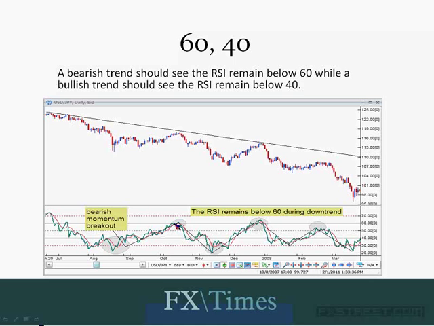Here we showed that the bearish trend is in place because the bears are now in control, keeping the momentum below 60, keeping the RSI below 60. And when the market then cracked below 40, that's a sign that the market is continuing south. When it cracked below 30, that's further confirmation of your bearish momentum.